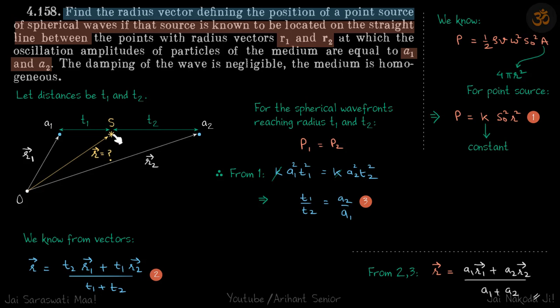Now we know from vectors that the position of this point, if this distance is t1 and this distance is t2, is given by t2 into r1 vector plus t1 into r2 vector divided by t1 plus t2. So from these two, we'll just get rid of t1 and t2 using t1 by t2, and our answer will be this. Alright.